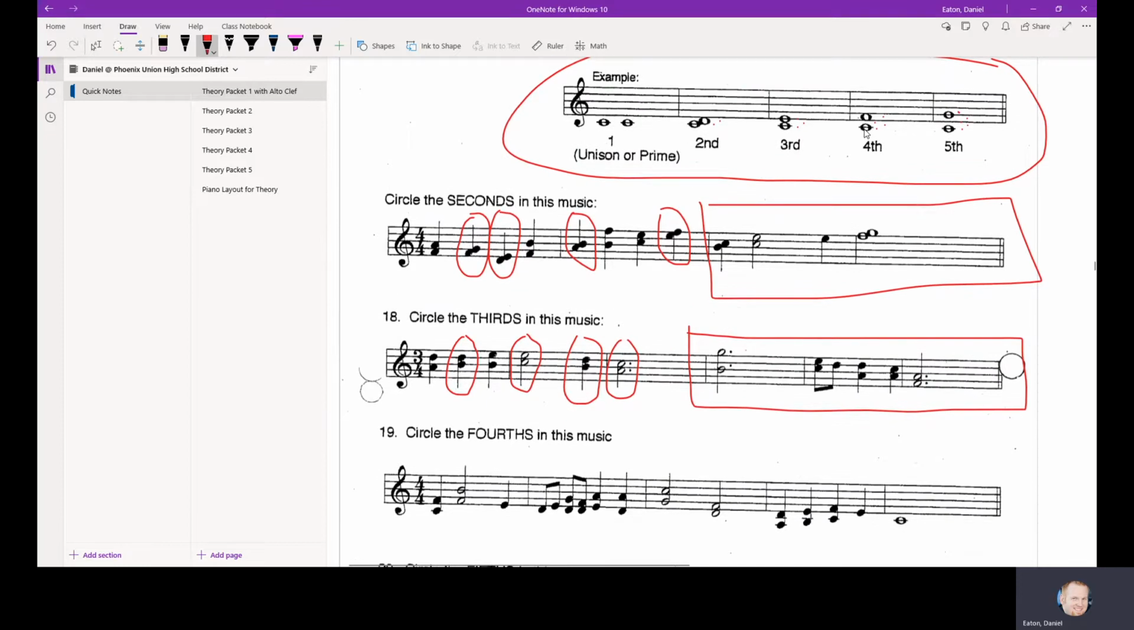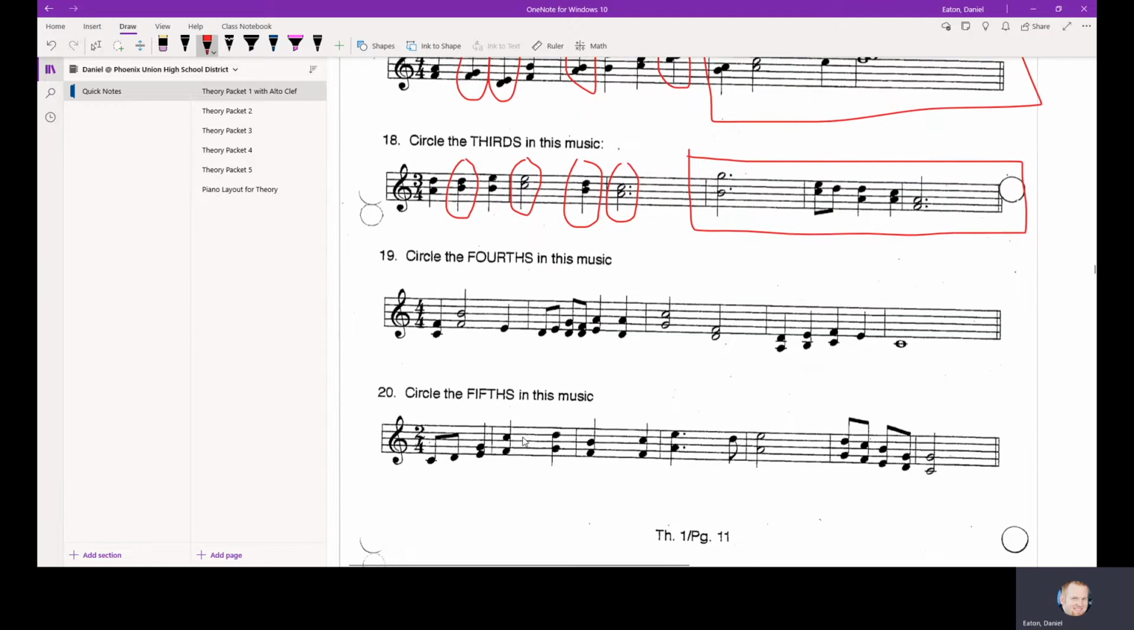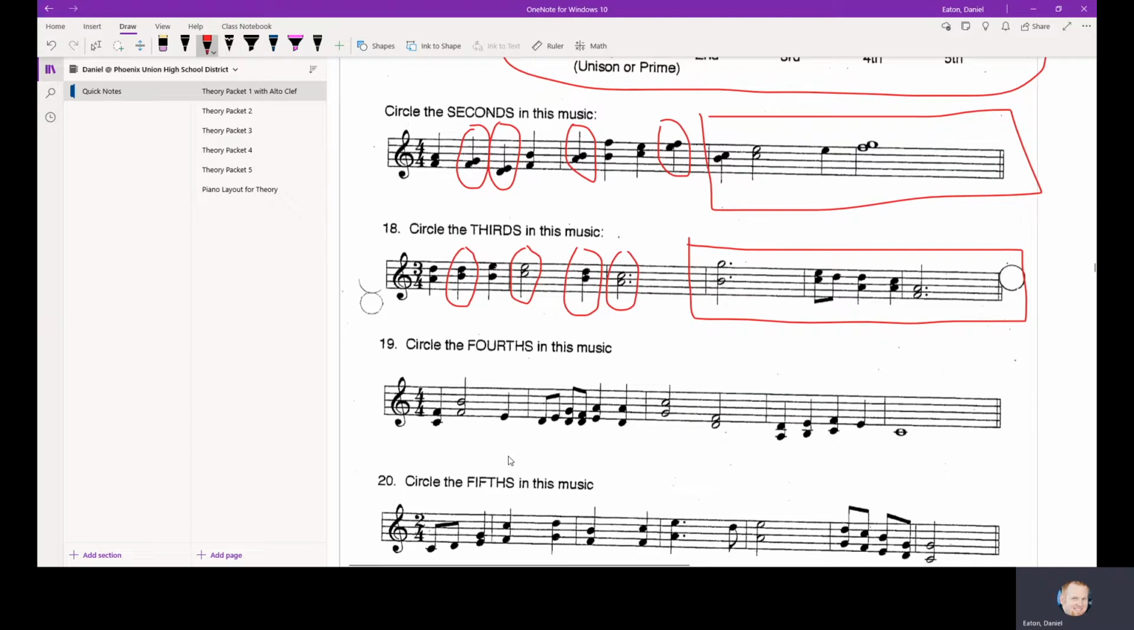Fourths. This one's going from a line to 2 spaces above that, or it could be a space to 2 lines above that. Again, your fourth. These ones are kind of harder to see because the interval is expanding, right? It's getting bigger. So if you need to check, here's C, D, E, F. How many dots? That's 4. I'm going to circle this because that's a fourth.